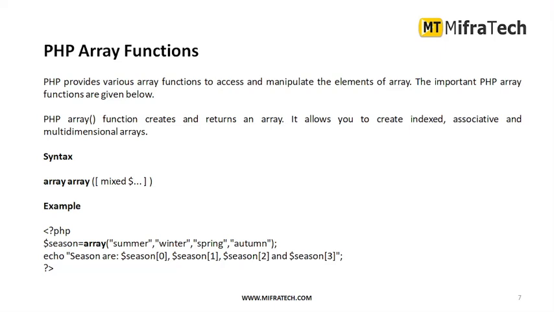PHP season is the variable. The array, with the variable name, summer, winter, spring, autumn. When we are printing with echo, seasons are season 1, the indexed value, season 2. It will print like: seasons are summer, winter, spring and autumn.